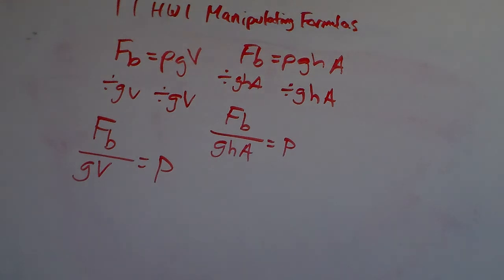So we look at our chances here in our multiple choice, A, B, C, and D. We notice option A is P equals FB over GV. So that's one correct answer. Now we have to look for FB divided by GHA to see if that answer is also available to us, which it turns out it is not. So A is the one and only solution here for problem number 10, given the multiple choice.